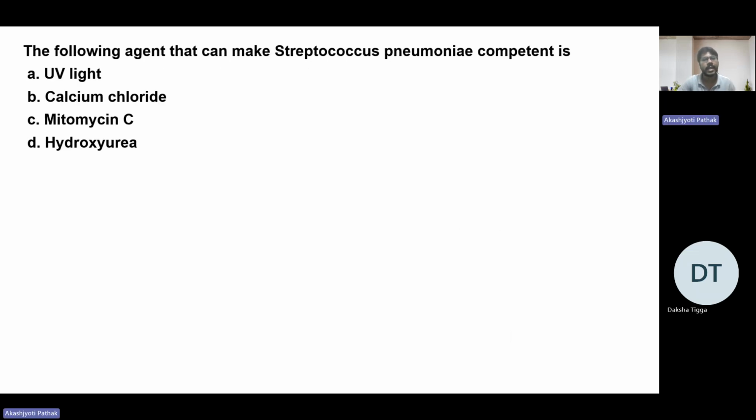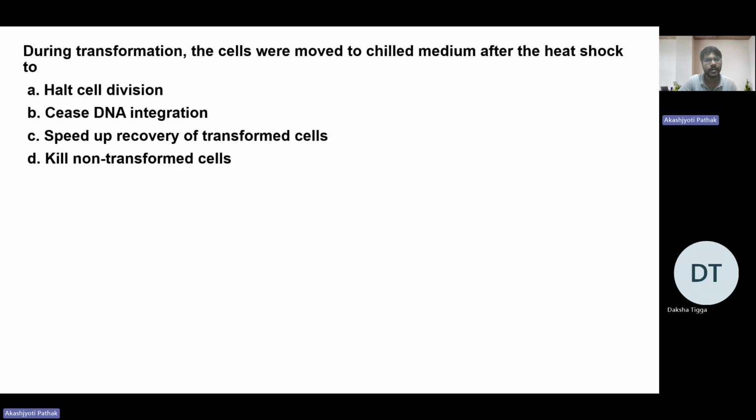Now, the following agent that can make Streptococcus pneumoniae competent is, so just now I was showing you the table. Okay, so you go through the table nicely. For Streptococcus pneumoniae, the competent agent is mitomycin C. So you follow the table that I have added in the previous one or two slides. Now during transformation, the cells were moved to chilled medium after the heat shock.